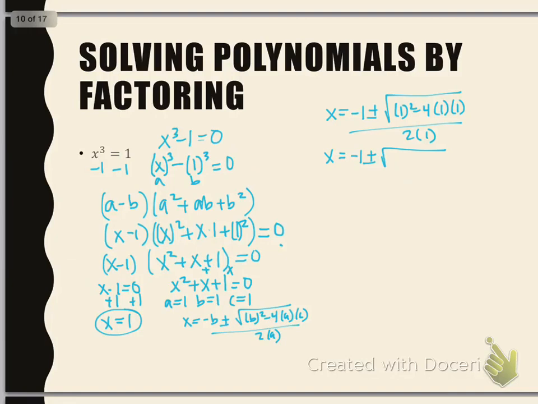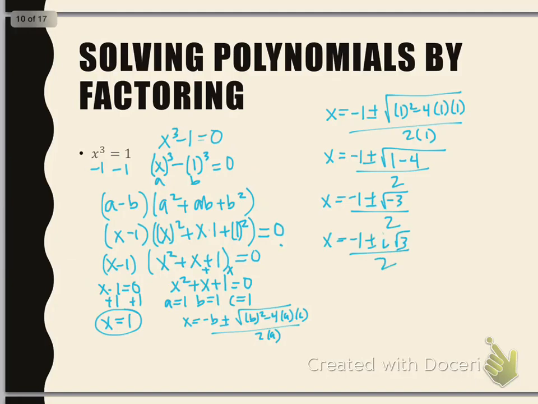Remember, we work the inside of the parentheses and square root first, so 1 squared is 1. Negative 4 times 1 is negative 4, times 1 is negative 4. 2 times 1 on the bottom is 2. We keep working our square root. 1 minus 4 is negative 3. To get rid of a negative under a square root, we add an i.